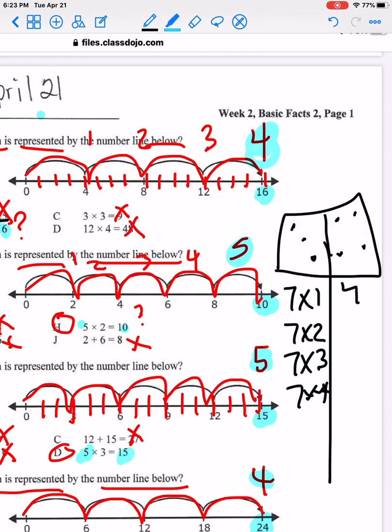Now let me use my domino. 7, 8, 9, 10, 11, 12, 13, 14. 7 times 2 is 14. I start at 14, 14. 15, 16, 17, 18, 19, 20, 21. 7 times 3 is 21. 21. 22, 23, 24, 25, 26, 27, 28. 7 times 4 is 28.